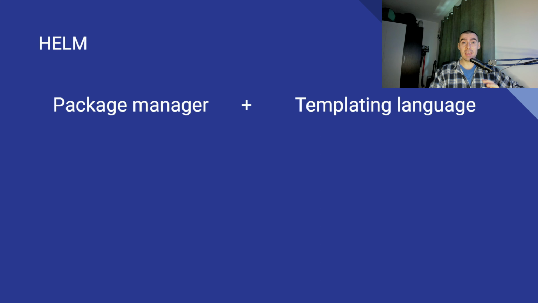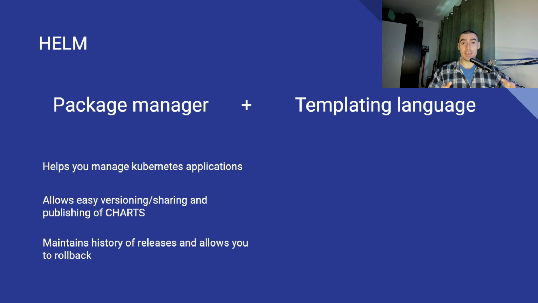Yeah, it behaves sort of like YAML, but for Kubernetes. It allows you to package all those potent YAML files into one big entity, which is called a Helm chart, and you can deploy that to Kubernetes as a release. That's how it's called. It allows easy versioning and sharing of said charts, and it also makes it easy to maintain a history of your releases, and also allows you to roll back to a previous version.